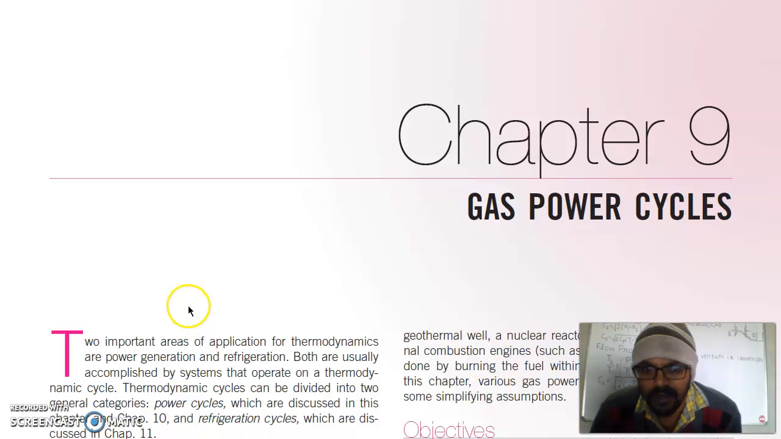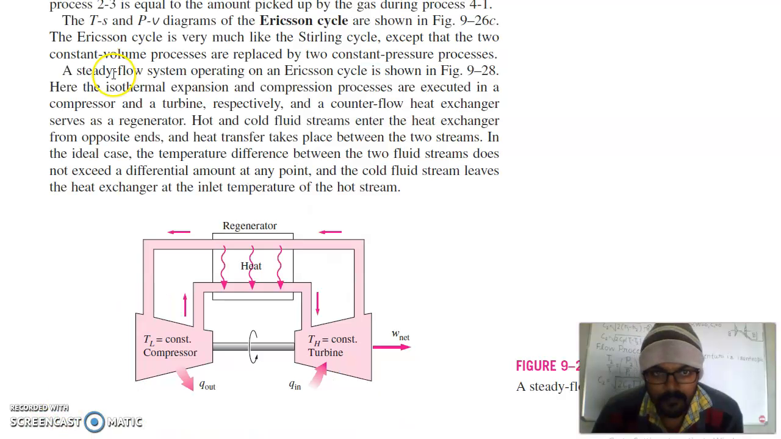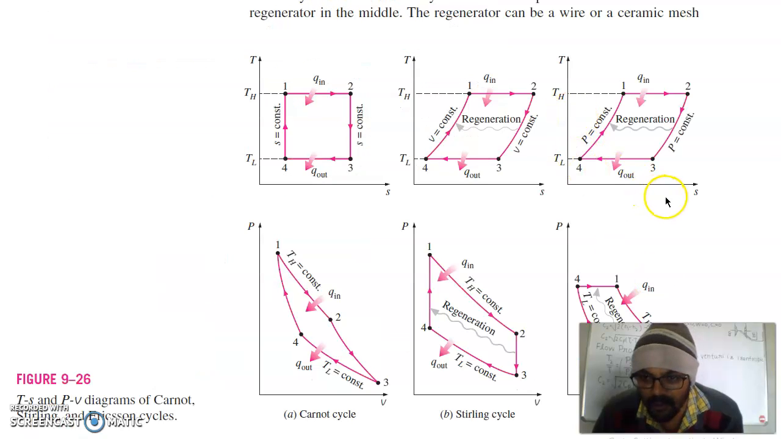Good morning. Today we'll start with the gas power cycles. We'll start with the Ericsson cycle. The TS and PV diagrams of the Ericsson cycle are shown in the figure above. So this is the temperature-entropy diagram for the Ericsson cycle. This is the pressure-volume diagram for the Ericsson cycle.